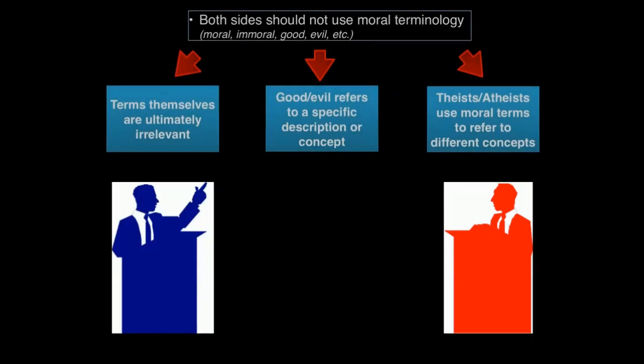Instead, we need to realize that these words are merely labels that refer to a specific description. Like the word chair refers to a seat with 4 legs and a back for a single person, the word evil, for example, refers to a specific description as well. But if I'm right, and there is a hidden language barrier, then theists and atheists use different descriptions for the words good and evil or moral and immoral. So instead of arguing about the terms themselves, let's drop the terms altogether and address the concepts that both sides are referring to.